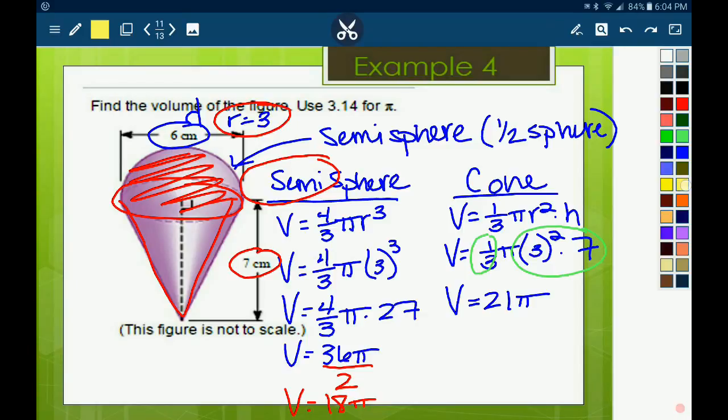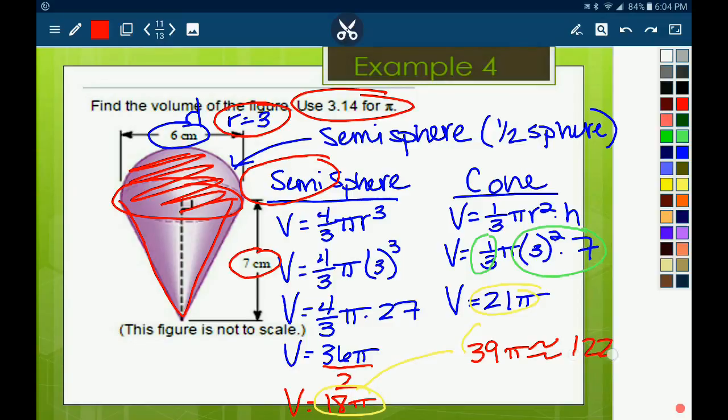So now I just need to combine the 18 pi and the 21 pi. You can treat pi just like it is a variable. So I can just add 18 and 21, which gives me 39 pi. Now they do say use 3.14 for pi. So now all I'm doing in my calculator is punching in 39 times 3.14, which gives me 122.46. Since it doesn't have any rounding instructions, that's what I'm going to leave my volume at for this particular shape.